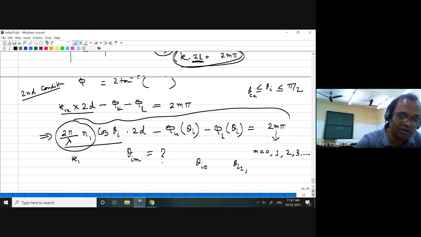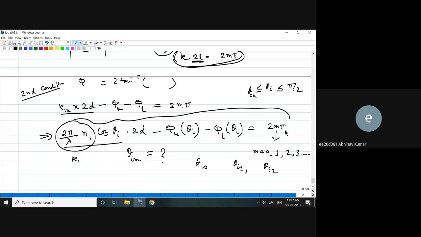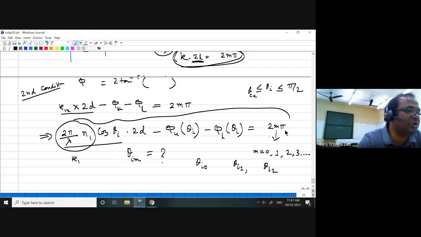M equal to 2, you can get another solution, theta I 2. Right? So that means you can have, how many solutions can you have for theta I? Infinite. An infinite number of solutions you can get. Okay, so the second condition is giving you an infinite number of solutions, but they are not continuous. They are discrete values. If you solve this equation, you will get discrete values.